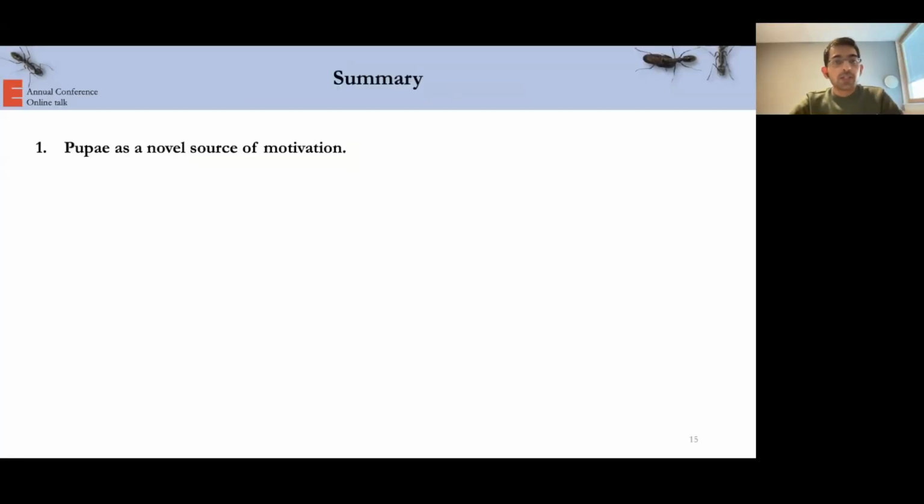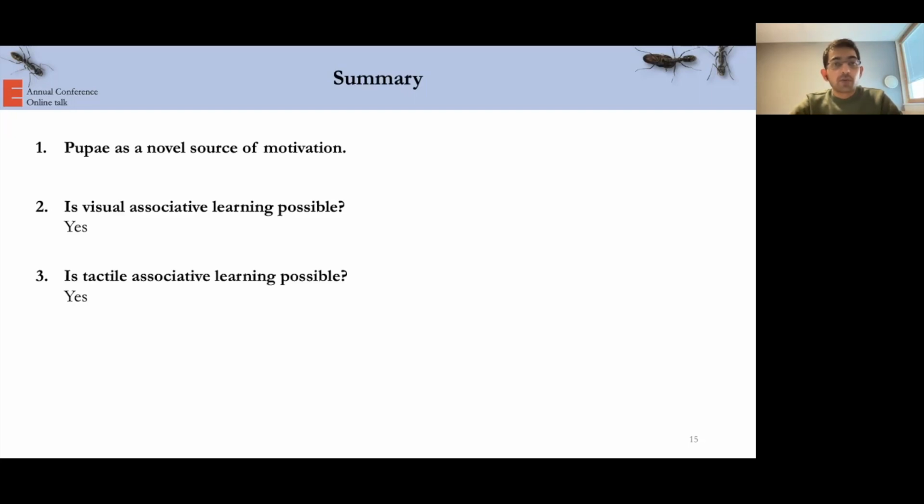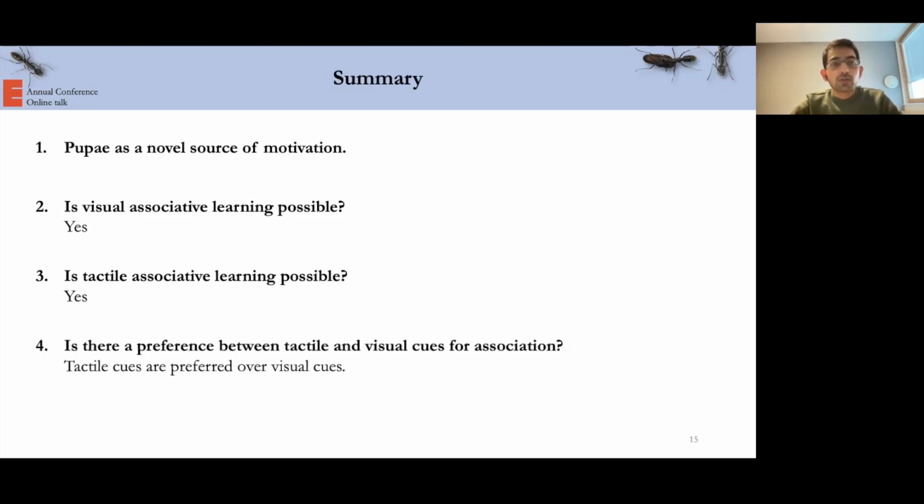Okay, so the key takeaways here are: pupae can serve as a novel and ecologically relevant source of high motivation for sustained training durations in learning paradigms. Visual associative learning is possible in Diacamma indicum. We provide evidence of tactile learning in Diacamma indicum and a rare evidence of tactile associative learning in ants in general. We also show that ants prefer tactile cues over visual ones when they are placed in conflict.